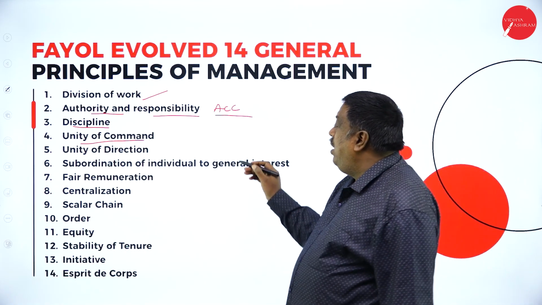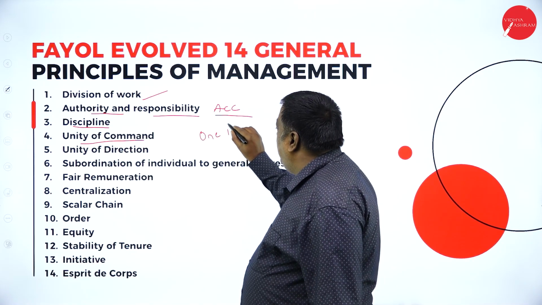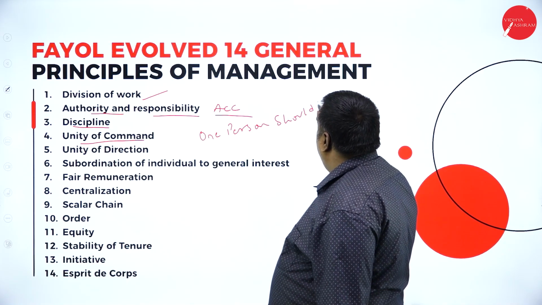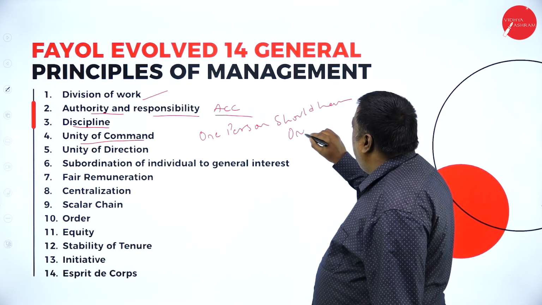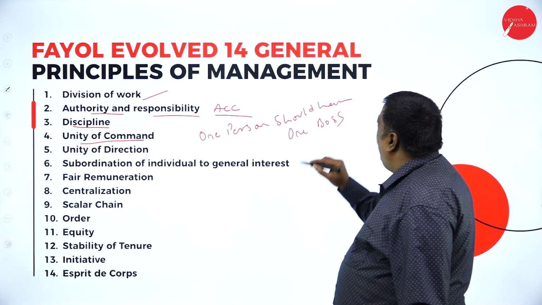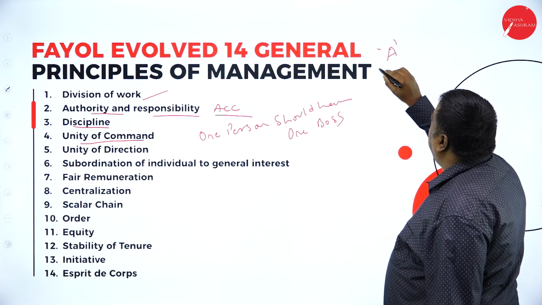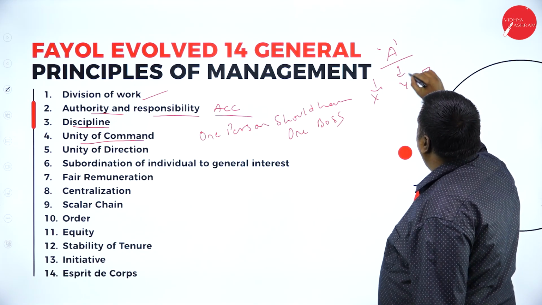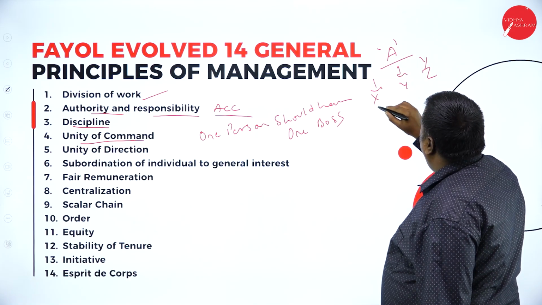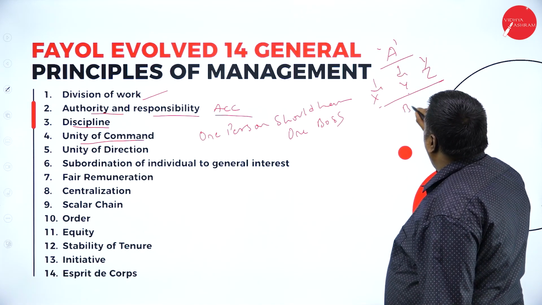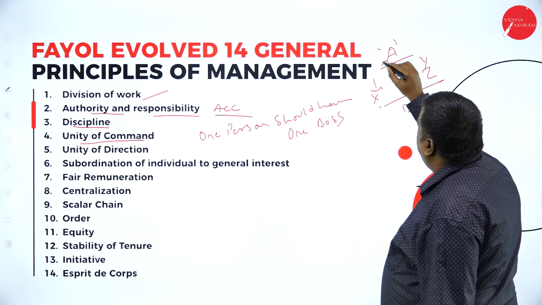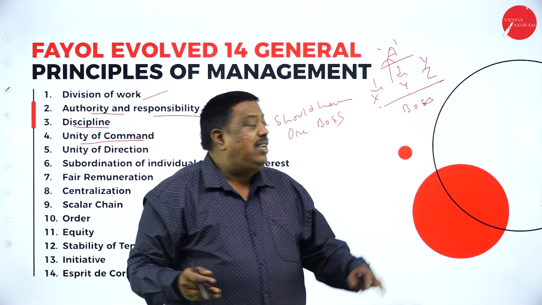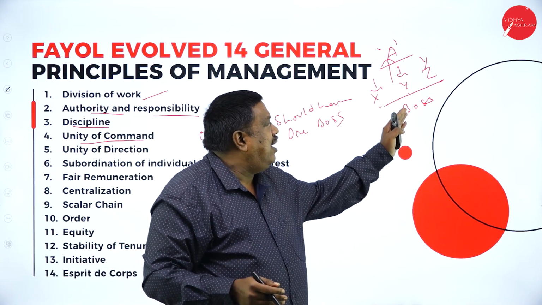What does one employee, one boss mean? One person should have one boss. For example, Mr. A has X, Y and Z as bosses. X, Y, Z are communicating to A, stating that you have to complete this work. Now, A has to listen to the words of X or Y or Z.